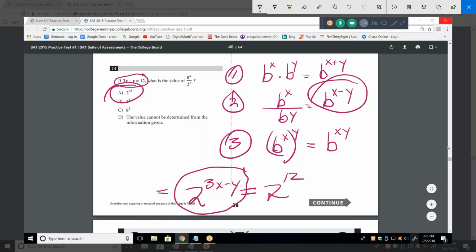Okay? But they made this particularly easy because we did all the heavy lifting by coming up with this 2 to the 3x minus y. And it just so happens that they tell us what 3x minus y was. It's 12. So, look at these rules, memorize them. Okay. You will definitely need them.